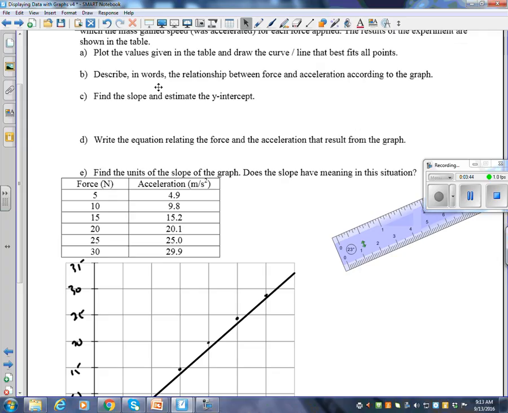Describe in words the relationship. It is clearly linear, or it's a direct relationship. Find the slope and estimate the y-intercept.